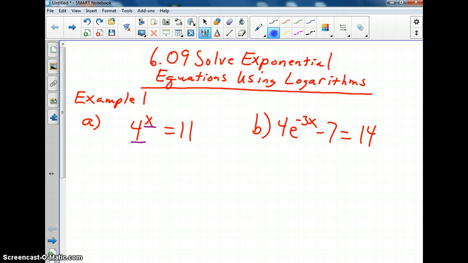Okay, now you've already got that in the first problem, right? This is just a basic problem. The base and the exponent are by themselves. So what you do now is this. You put a log in front of this. Okay, but you also put a log in front of the other one. Like that.